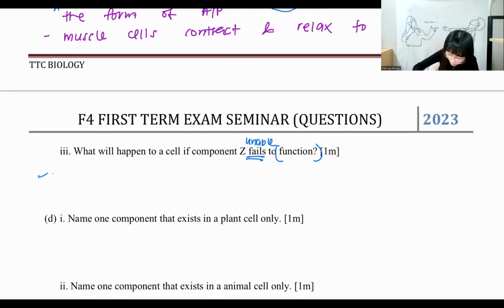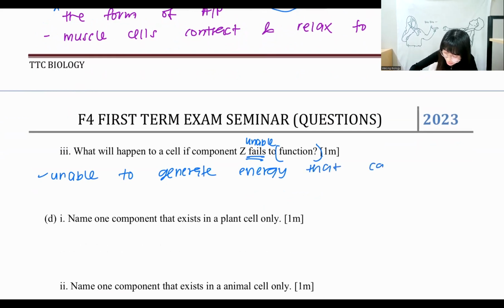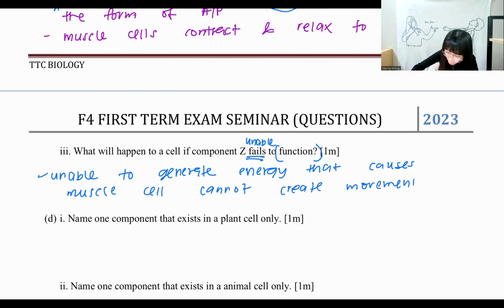So you can say unable to generate energy that causes muscle cell unable or cannot create movement.